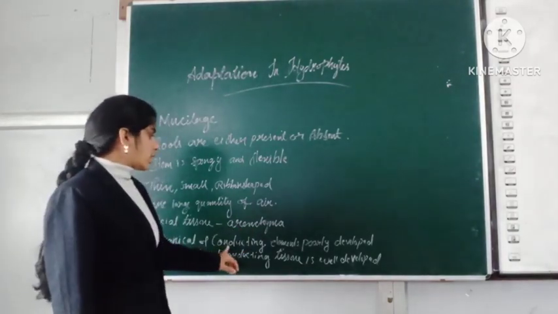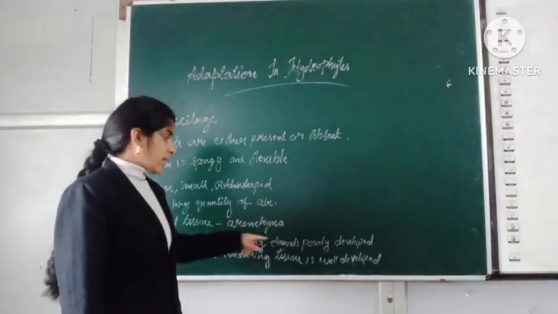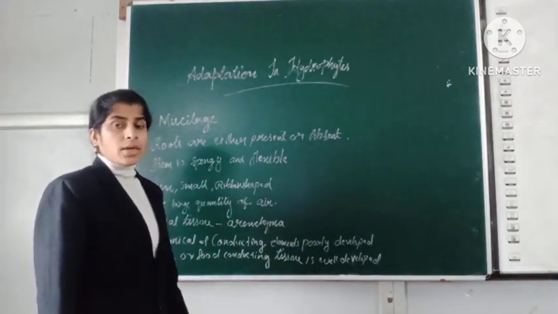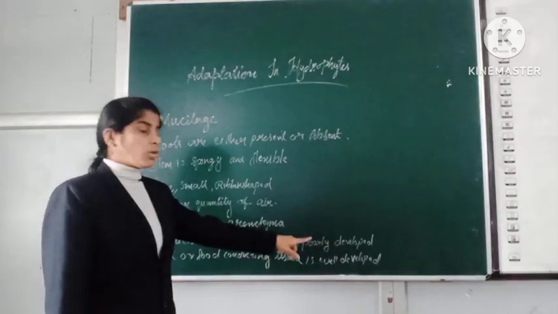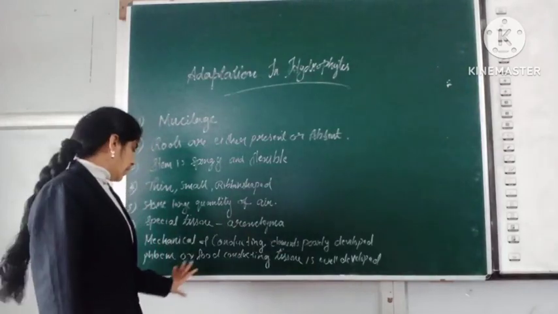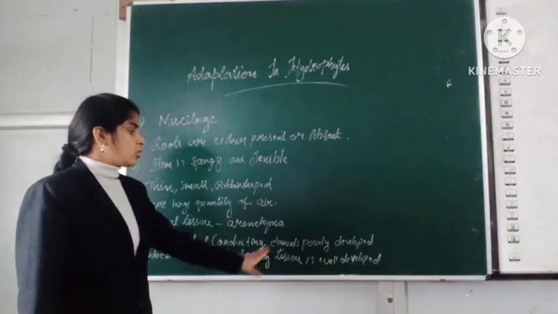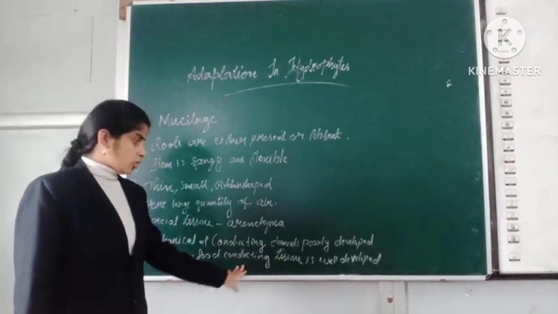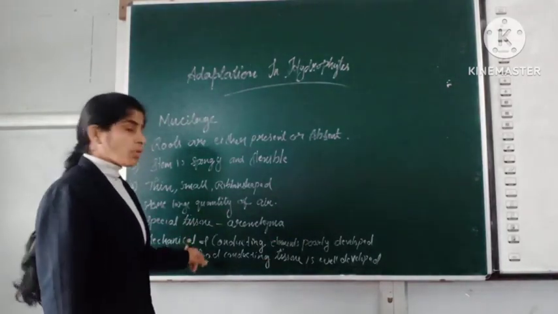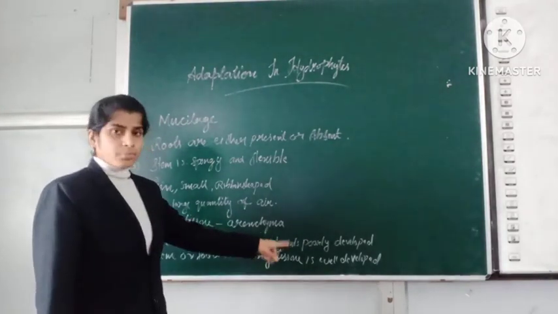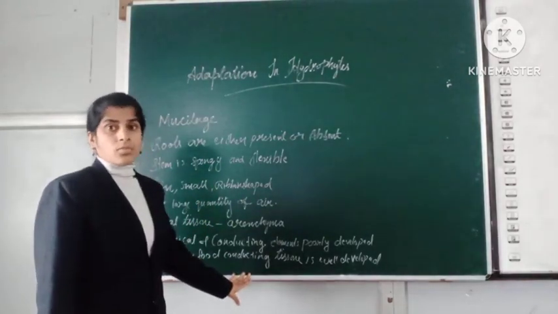Next point: mechanical tissue and water conducting elements are poorly developed in submerged plants. And the last point: the phloem, or food conducting tissue, is well developed. So mechanical and water conducting tissue are poorly developed, and phloem is well developed.